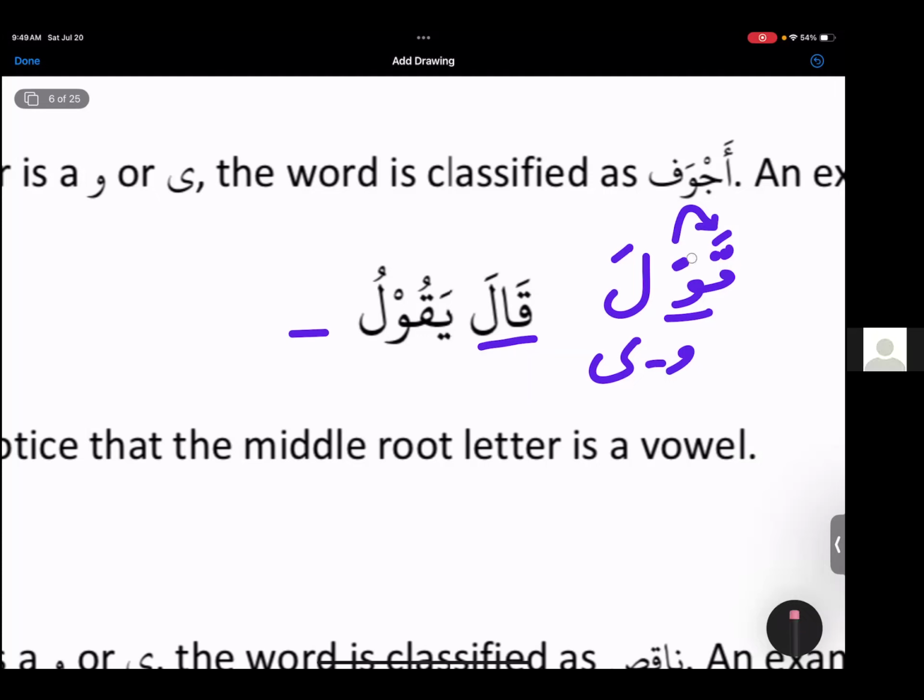Now this fatha is gone, and this kaf has fatha, and the waw or ya, whatever letter it is, changes according to the haraka. What is the haraka now? Fatha, and fatha is like alif, preceded by a maftuh letter. So we change this waw into alif, and this is how it becomes qala. Qala yaqulu. This waw was in the middle. So when the middle root letter, ain kalima, is either waw or ya, it is called ajwaf.